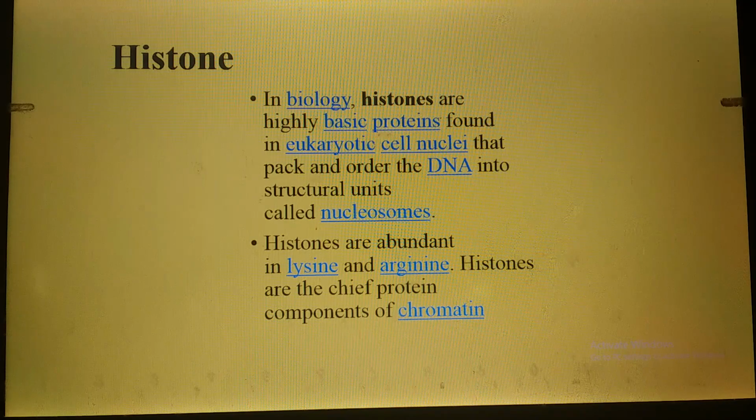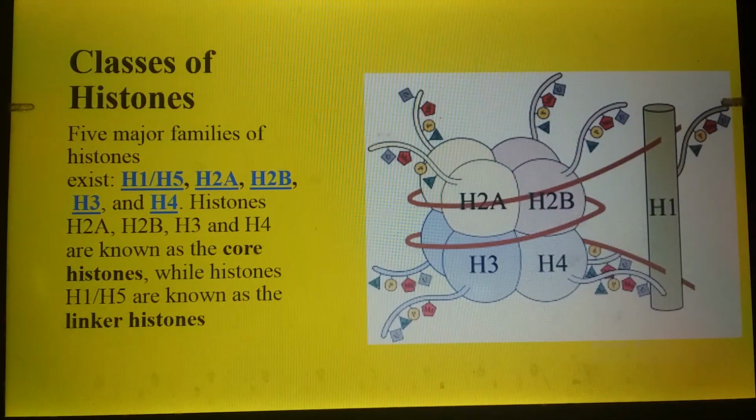So now I'm moving towards the classes of the histone. There are 5 major families or classes of the histone protein. As you can see here on the screen: H1, H5, H2A, H2B, H3 and H4. Now, H1 and H5 are the linker proteins.